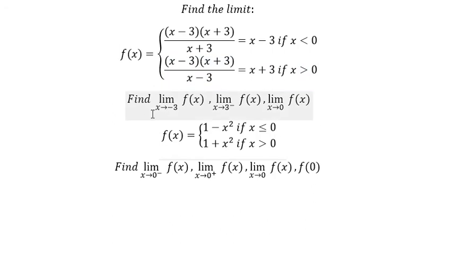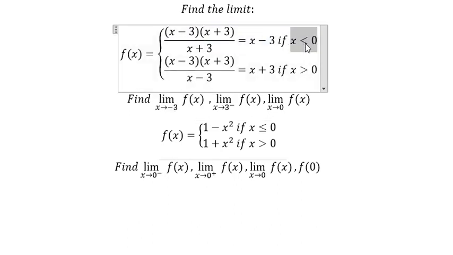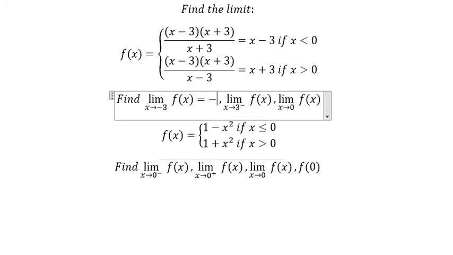Now let's find the limit. When x goes to -3, we know that -3, that's about this one, that is smaller than x smaller than -0 in here, because -3 is smaller than -0. So we put -3 in here, and we got about -6.